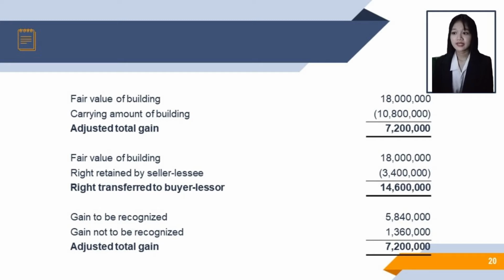Then, on the other hand, yung gain not to be recognized naman, all you have to do is to divide the right retained by seller lessee na 3.4 million. Di-divide mo siya sa ating fair value again na 18 million, then multiply mo siya sa ating 7.2 na total gain. Then after nun, makuha mo yung 1,360,000. So, after you get both of the results, i-add mo lang sila. 5,840,000 pesos added to 1,360,000 pesos, you will get an adjusted total gain of 7,200,000 pesos.